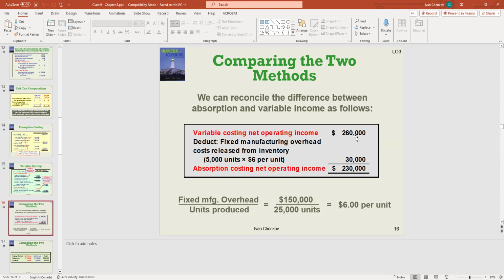260. Now we have to deduct the difference that we're holding in the inventory under absorption, which was $6 per unit over 5,000 units. And that inventory now is released in the cost of goods sold. For that reason, absorption is going to create a lesser income by $30,000.